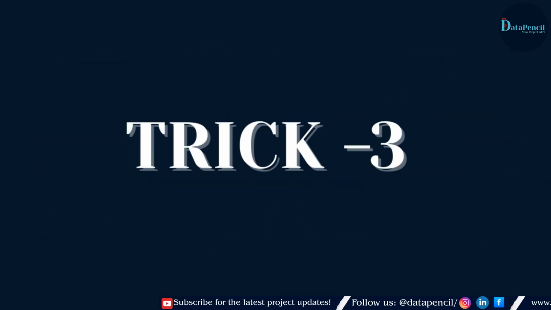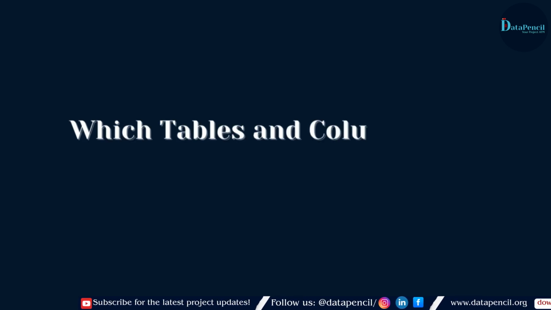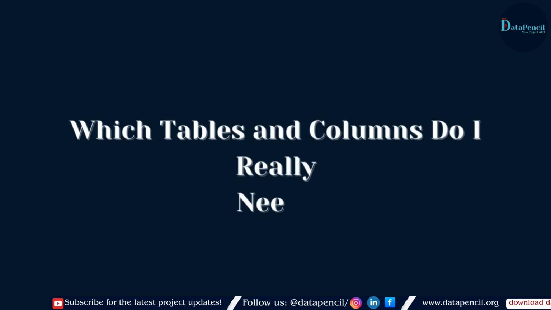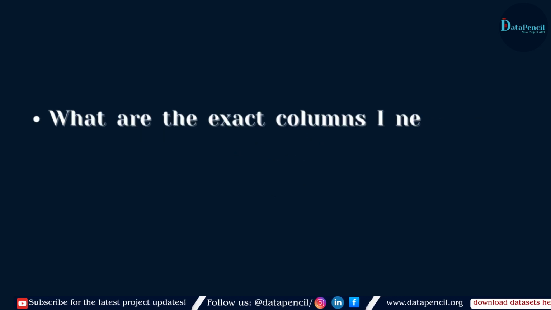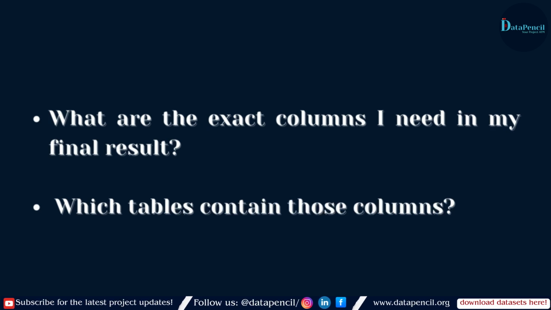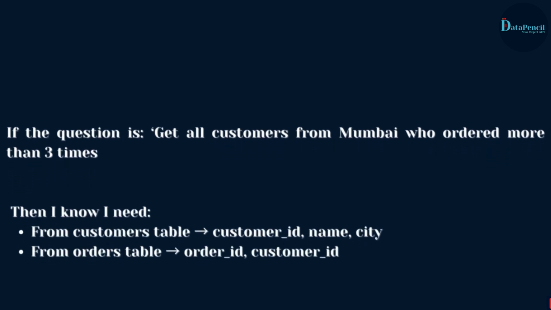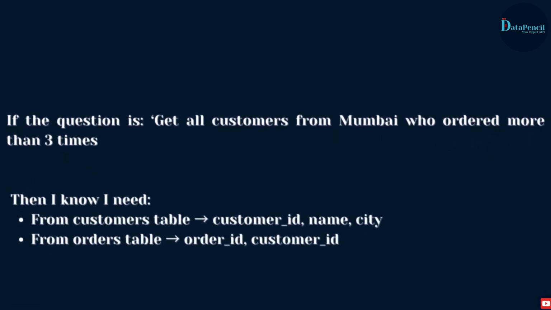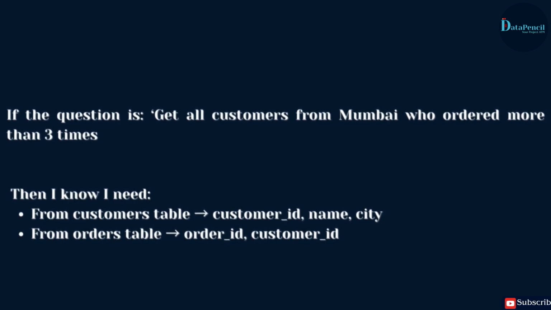Now you have thoroughly studied your tables. So here comes trick 3, and it is you have to ask yourself which tables and columns I really need to get the answer to this question. This is the secret question all pros ask first: what are the exact columns I need in my final result, and which tables contain those columns. If the question is get all customers from Mumbai who ordered more than 3 times, then I know that I need from the customers table the customer ID, name, and city columns, and from the orders table the order ID and customer ID. That's it. Now joining becomes easy because you are not guessing anything.